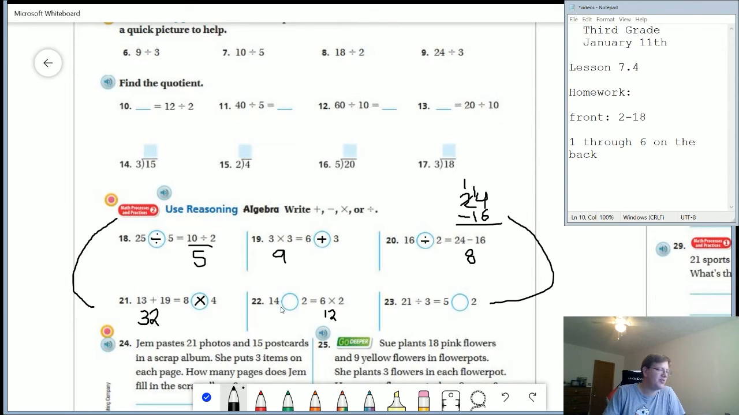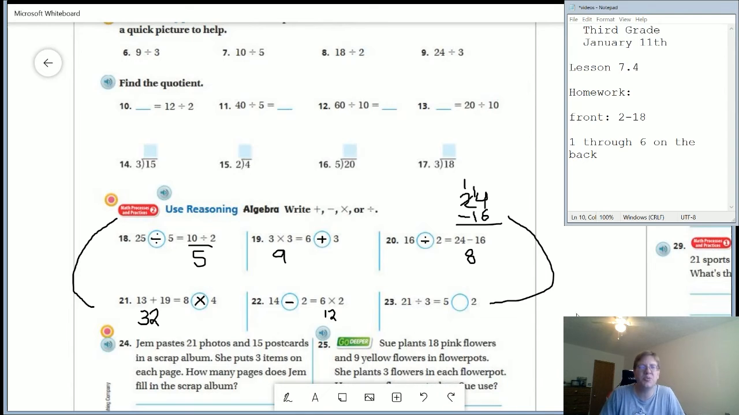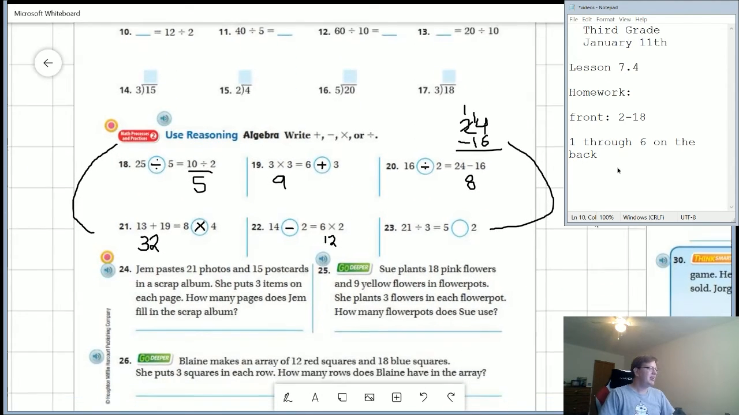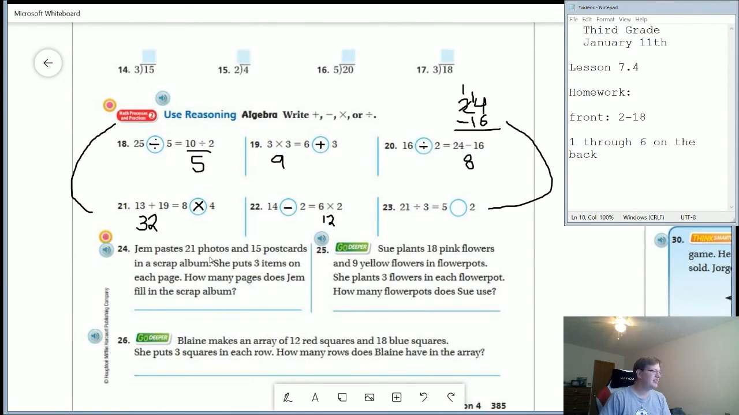And then of our two options, we're starting with a larger number and we're working our way back to here. This one will be subtraction. So let's look at number 24. I'm looking at my time, so I'm going to go ahead and do number 24, and we'll look at a couple on here, and then we'll go to the homework.